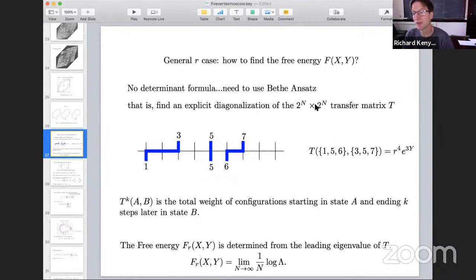It's a 2^n by 2^n matrix of entries of this type, and you need to find the leading eigenvalue of that matrix. That will give you the free energy, right? T to the k of AB is the total weight of configurations starting in state A and ending k steps later in state B. It's just some way to enumerate the states. And the free energy is, of course, the limit of the log of the eigenvalue, divided by n, as n gets large. And it looks kind of like an impossible task because this matrix is huge, 2^n by 2^n.